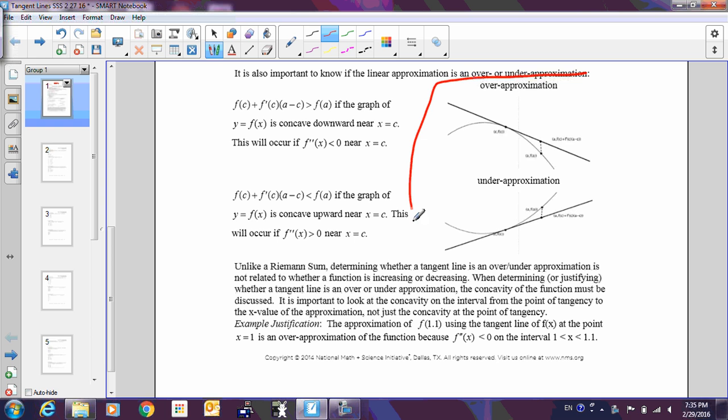I really just want to highlight this part right here because this is the part a lot of students forget. It has to do with when you have a concave down graph and you're doing a linear approximation. Notice that the tangent line is over the actual curve, whereas if you have concave up, the tangent line is actually under. So we'll see that worked out in a couple of examples.